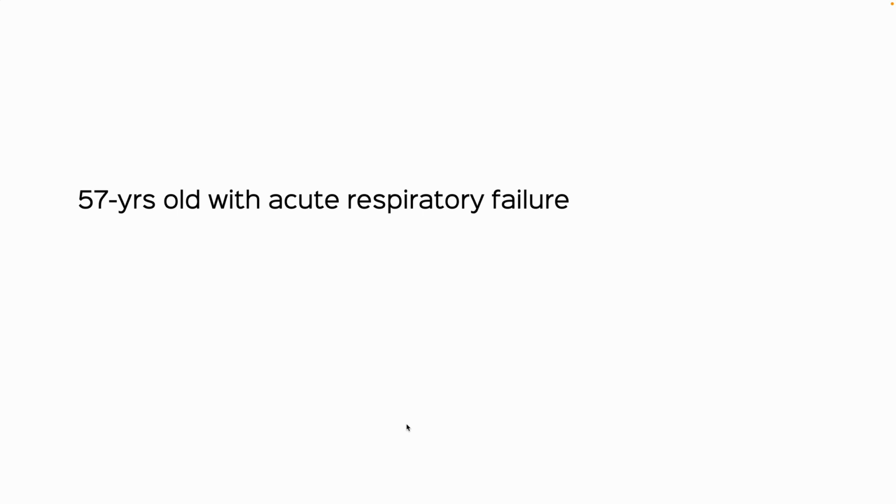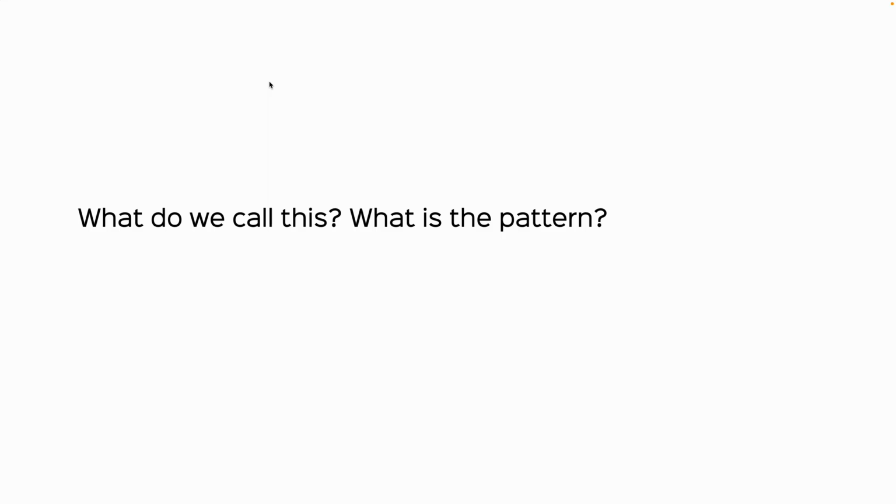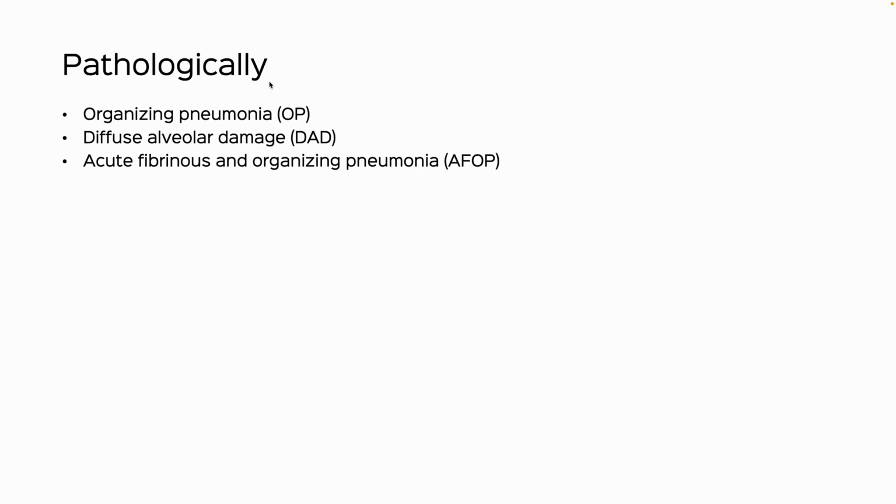So this is a 57-year-old with acute respiratory failure. This whole set came to me today for an opinion, and on day one, this patient presented with acute diffuse disease. There's diffuse ground glass, consolidation, some septal thickening, and the question really would be, what do we call this? What is the pattern?